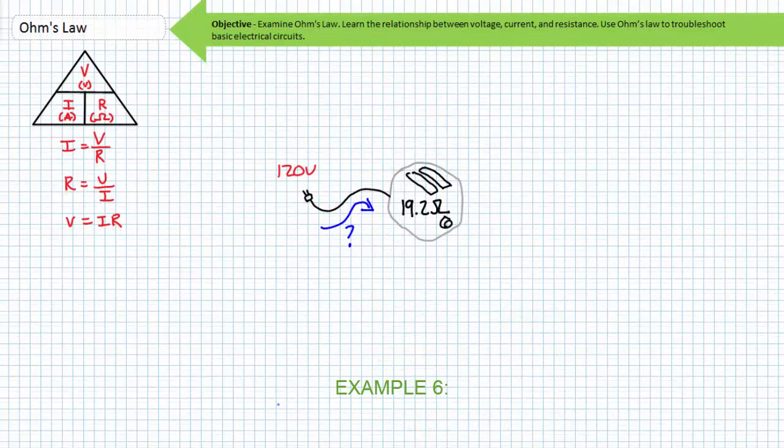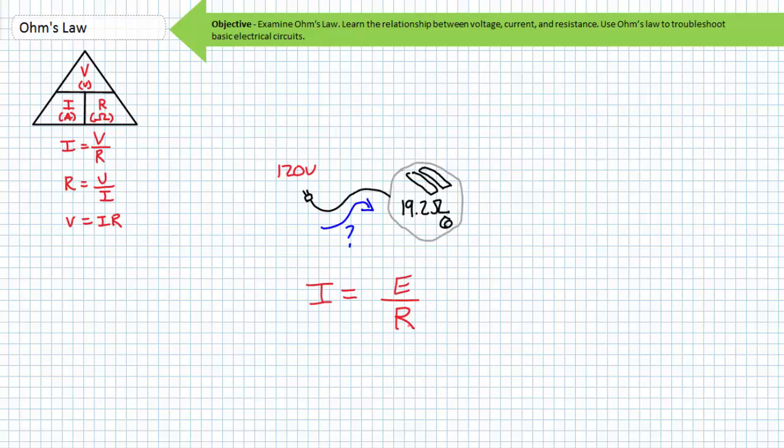6th example problem. What is the current supplied to a toaster with 19.2 ohms of resistance when it is supplied by a 120 volt source? Ohm's law states that current is equal to voltage divided by resistance, or 120 volts divided by 19.2 ohms, yielding 6.25 amps of current.